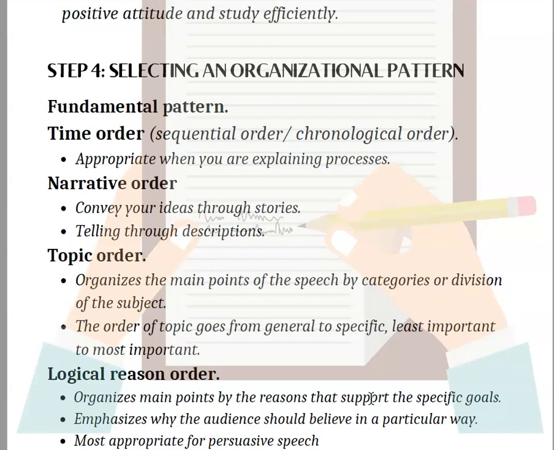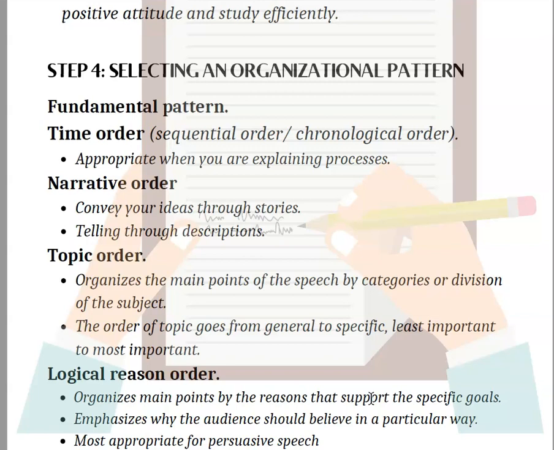Number 1 is time order. Time order is basically sequence, or anything that relates to time, chronological order, then you use time order. If you want to tell a story, then you use a narrative order. If you have topics, then you can organize your points according to topic order.